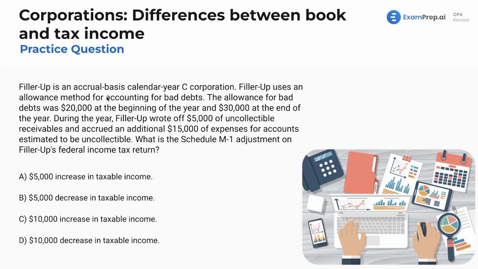We see that we're an accrual basis calendar year C Corp, and we use the allowance method for accounting for bad debts. This is something to be familiar with, where a difference will arise because under the accrual basis of accounting, we use the allowance method, but for tax basis, for cash basis, we use the direct write-off method. Now, the allowance for bad debts was $20,000 at the beginning of the year and $30,000 at the end of the year. During the year, Filler Up wrote off $5,000 of uncollectible receivables and accrued an additional $15,000 of expenses for accounts estimated to be uncollectible.